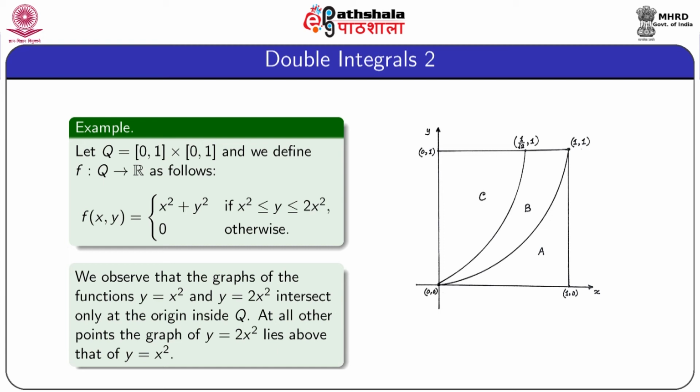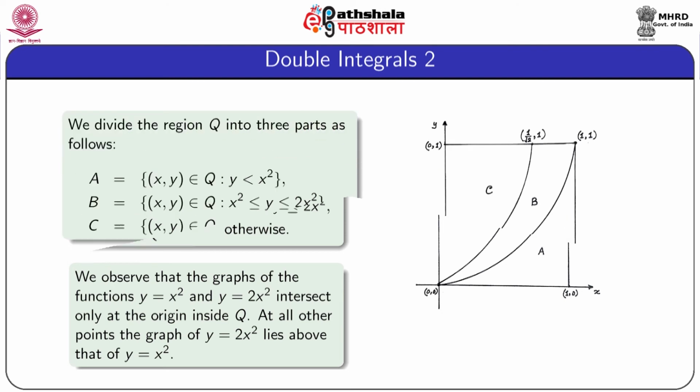We cite an example here. Let Q equal [0,1] cross [0,1] and we define f from Q to R as follows. f(x,y) equals x squared plus y squared if x squared is less than or equal to y, which is less than or equal to 2x squared, otherwise it is 0. We can find that the graphs of the functions y equal to x squared and y equal to 2x squared intersect only at the origin inside Q.